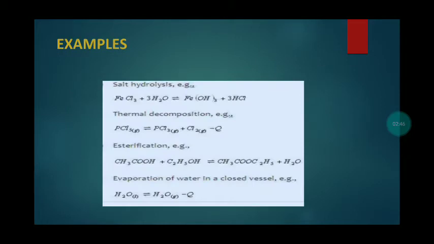So we have here examples. First, for salt hydrolysis, FeCl3 plus 3H2O, the double arrow, Fe(OH)3 plus 3HCl. For thermal decomposition, we have PCl5, the double arrow, PCl3 plus Cl2. For esterification, we have CH3COOH plus C2H5OH, then double arrow, CH3COOC2H5 plus H2O. And the last one is the evaporation of water in a closed vessel: H2O, then double arrow, H2O.